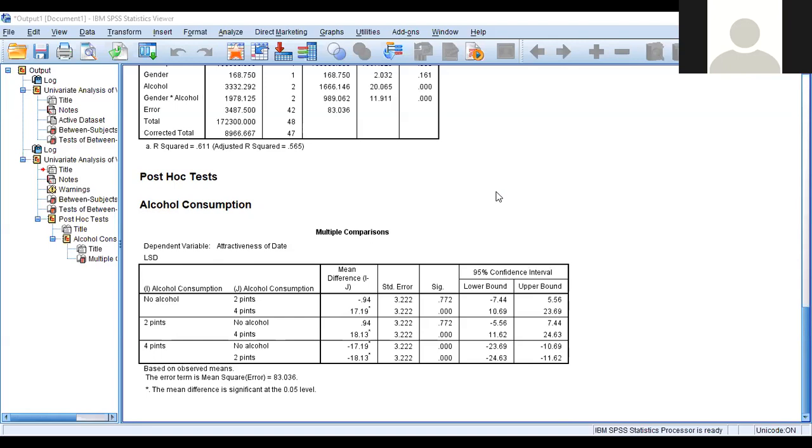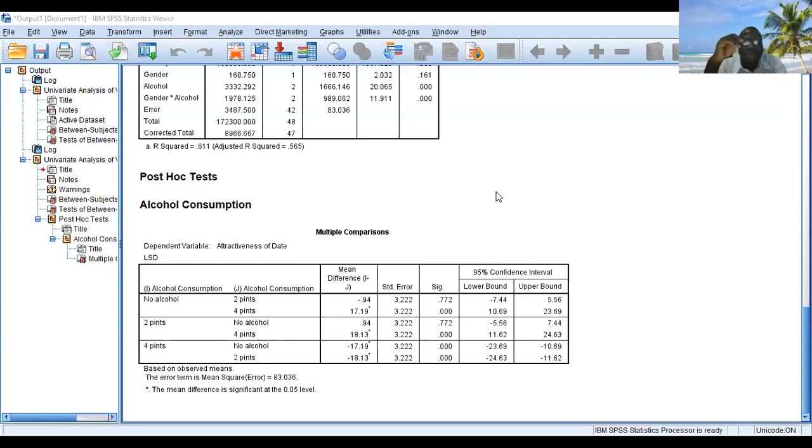Would it make sense to now look at the confidence interval, to determine which of the two has greater difference than the other? Yeah, of course, even the p-value, even the value of the difference there. If you look at it now, the difference between no alcohol and 4 pint is 17.19, while the difference between 2 pint and 4 pint is 18.3. So the difference is more between 2 pint and 4 pint. Okay, sir. It shows that the difference is more between 2 pint and 4 pint.